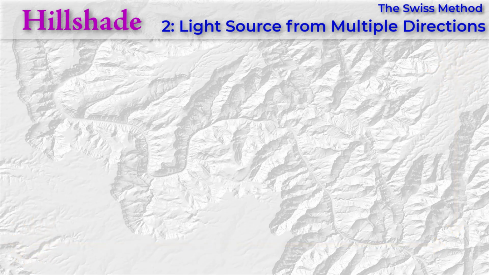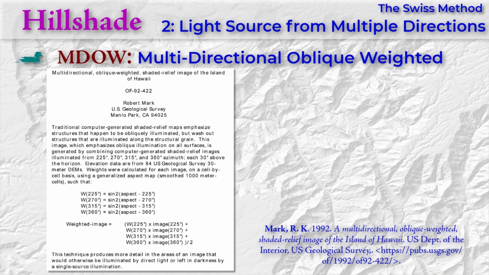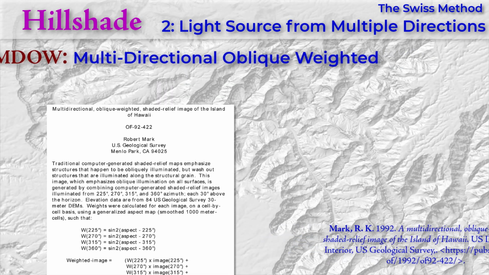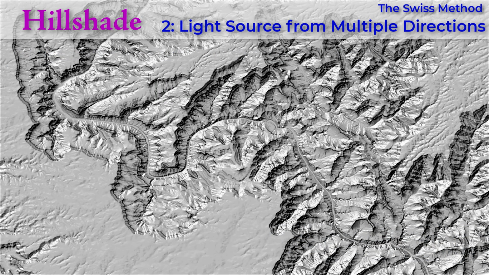Now, there is an interesting and more sophisticated way to do this called the multi-directional oblique weighted hillshade. It's usually referred to as the MDOW hillshade. It was invented by a fellow named Robert Mark with the USGS back in 1992. It creates an interesting effect and does a better job at bringing out details on the landscape surface than a simple hillshade. To me, it makes the landscape look kind of glossy.